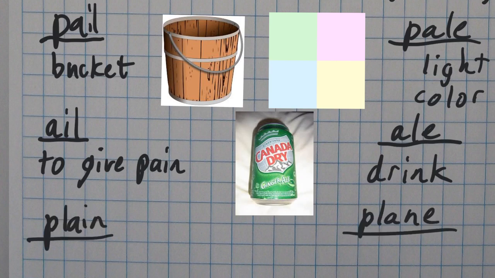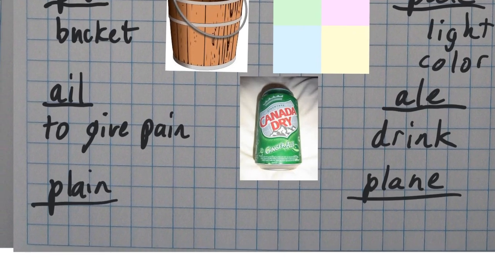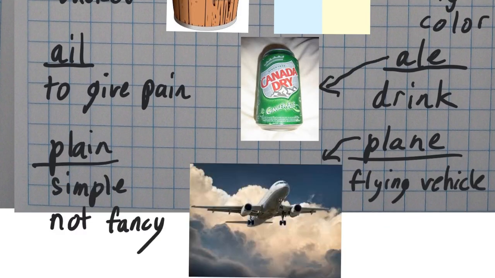And one more pair, and then the triple, we have plain and plane. And these actually have multiple meanings for both words, but we'll keep it simple. The plain on the left means simple or not fancy, like a plain outfit or a plain sandwich, nothing much on it. And of course, this plane here is the flying vehicle. You can fly in an airplane.